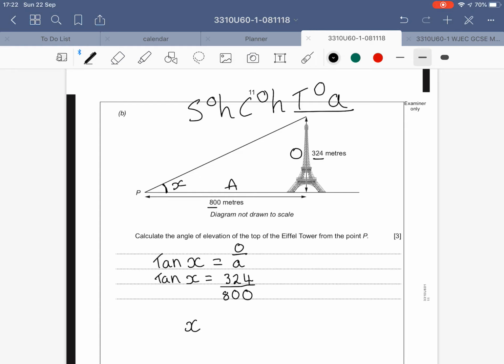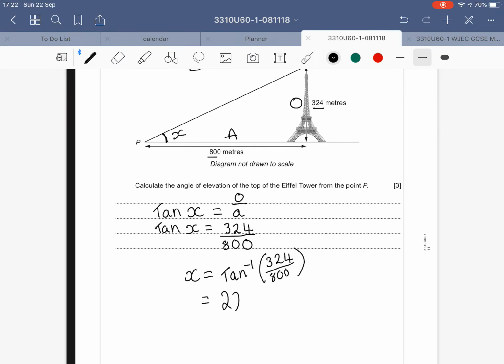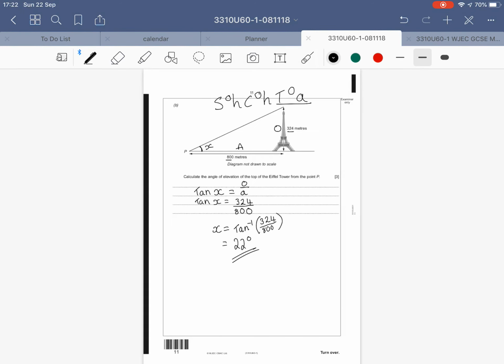So when I'm trying to find an angle, I want to shift, and then press my tan button, like that, of 324 over 800. Close my bracket and I get 22 degrees. So that angle is 22 degrees.